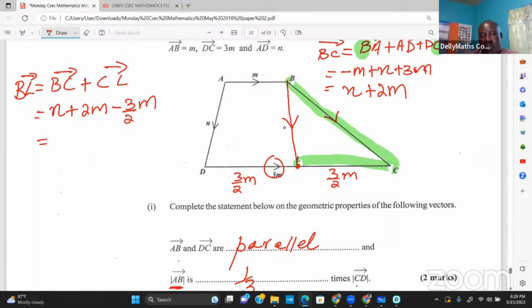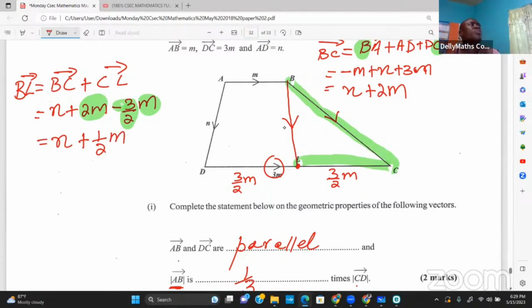There is no other N, so the N will remain. But I want you to think about this. If I have 2M and I'm subtracting 1.5M, what am I left with? 2M minus 1.5M. I am definitely left with positive half M.